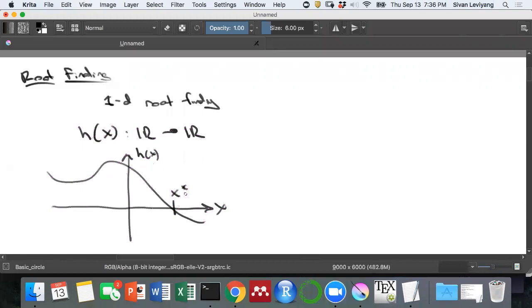Forget about optimization now, because we're not optimizing this function. We're finding the root, which is different. We're finding where it crosses the x-axis.